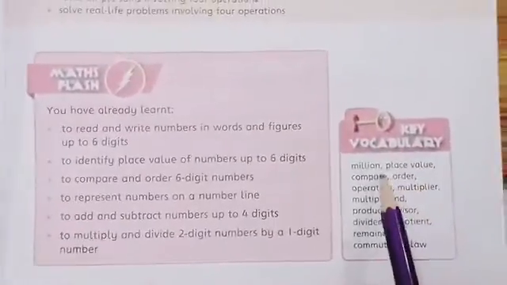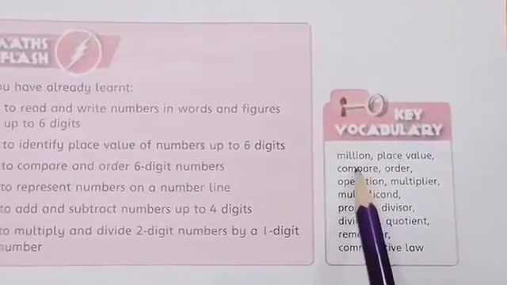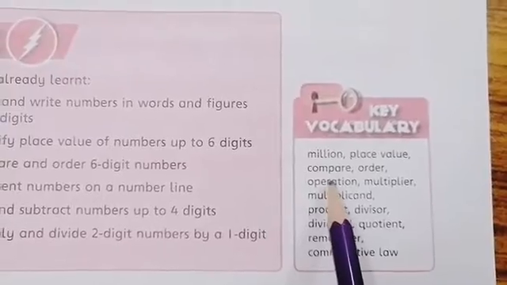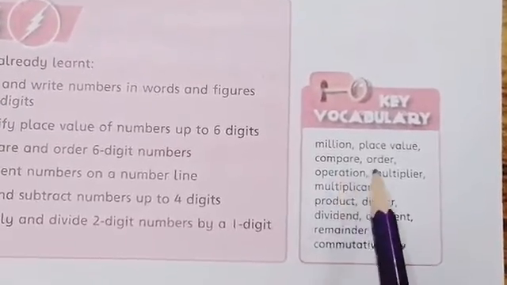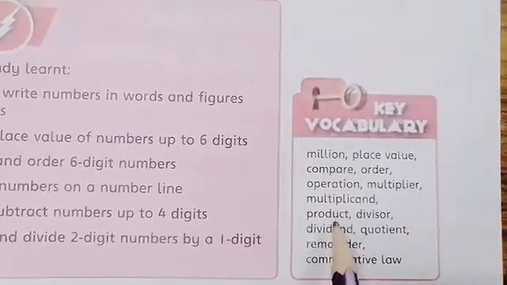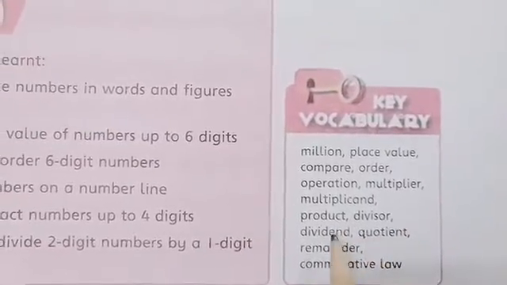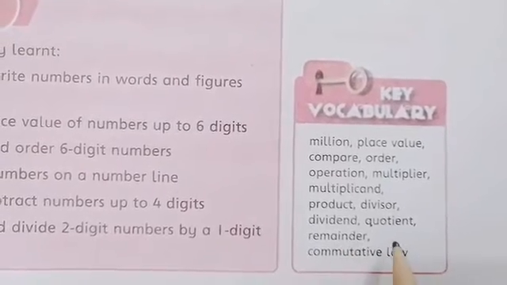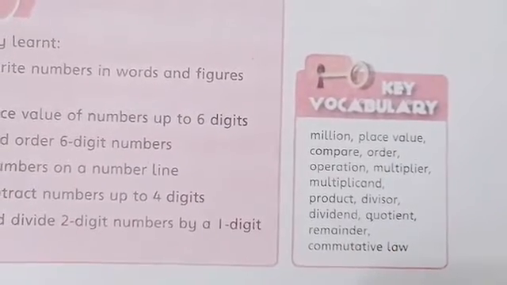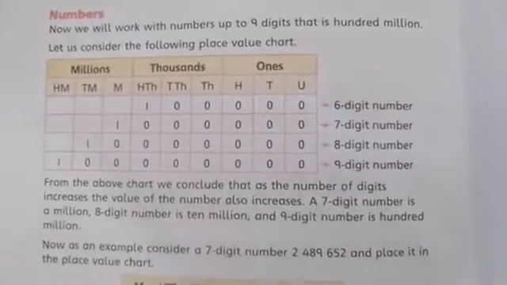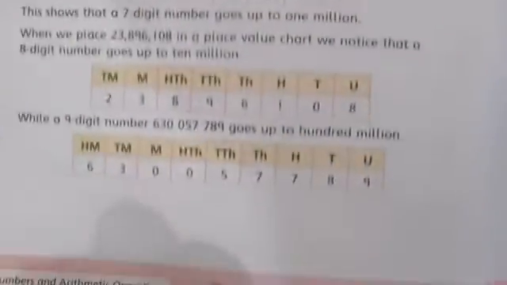The previous information, the words or vocabulary you have about numbers, that here it is given: millions, place value. These are the words you might have learned: compare, order, operations, multiplier, multiplicand, and product, divisor, dividend, quotient, remainder, and commutative law. So my dear students, today we will start from page 2.